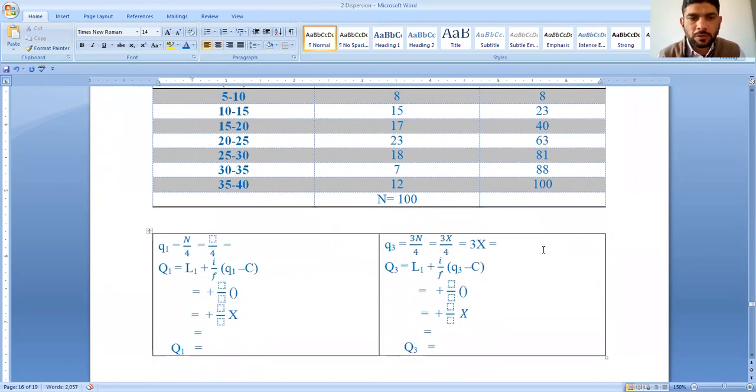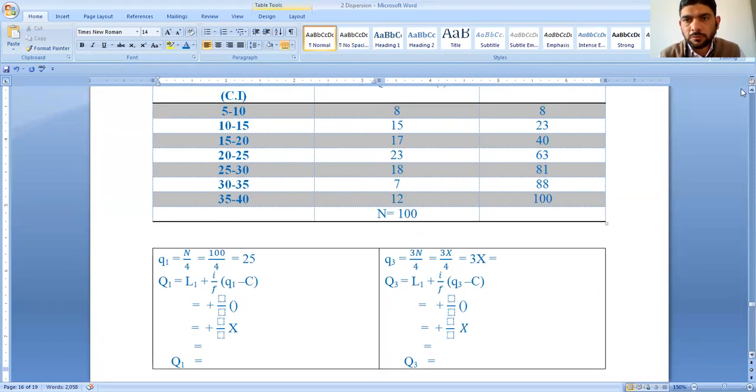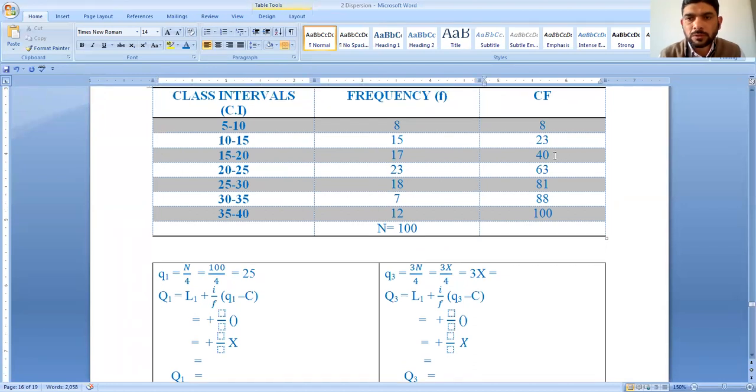What we have to do is find out small q1, that is n upon 4. We put n equal to 100. 100 upon 4, that is 25. We have to find out where 25 lies in this CF. 25 will lie in this 40. The preceding value will be the C. The corresponding value to the frequency, that is 17, is F, and this will be the L1 and L2. So we have to apply all these values over here.